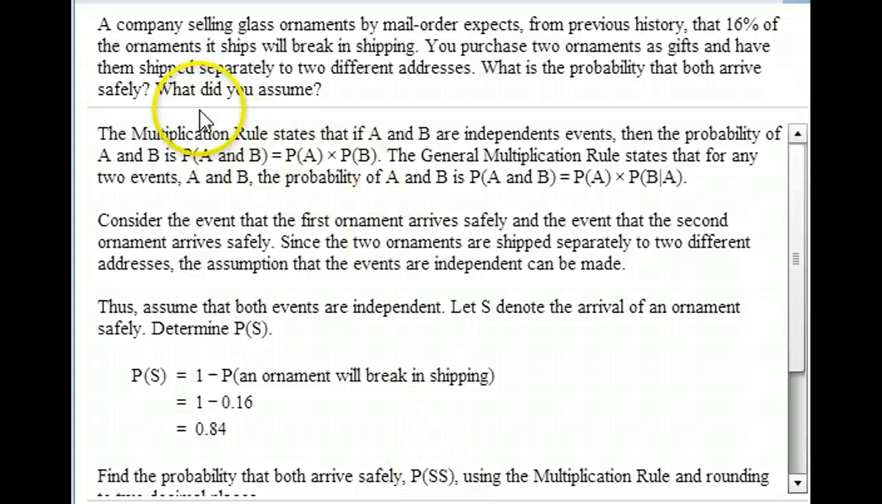And be careful with this. What did you assume? If you made an incorrect assumption, but through this video or through reading you recognize that the assumption was incorrect, do not answer this. The word assume here can be read to mean that you did something incorrectly. And that's not what we're trying to find out. We're trying to find out what did you assume in order to come up with the correct answer. And in this case, the assumption is that the probabilities are independent.